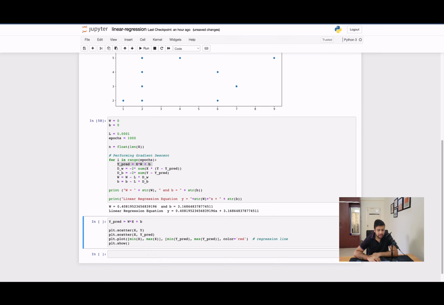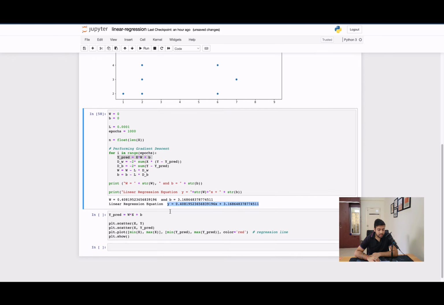Now if I run this part, you will see that after 1000 epochs, the weight and bias which give the lowest loss after 1000 iterations are these. W is 0.408 and bias is 3.16. So now your linear regression equation, the line equation that we were discussing, becomes y equals wx plus b. So this becomes your equation.